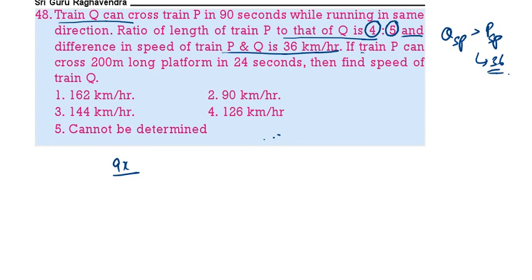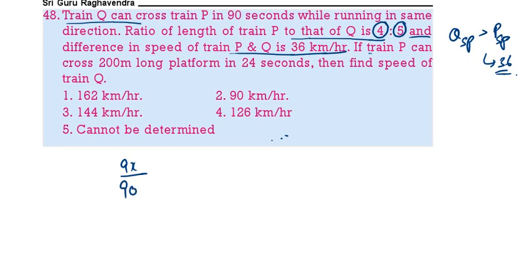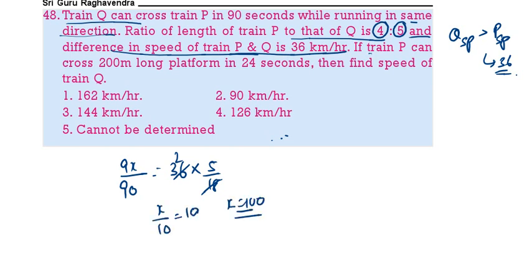And total time is 90 seconds. 9x by 90 is equal to the difference in speed. Why are we taking the difference in speed? Because they are running in the same direction. So relative speed is the difference, and the difference of the speed is given as 36, and we have to take into 5 by 18. Since it is kilometer per hour, we have to convert into meter per second. So this will be equal to x by 10 is equal to 10. So x value is 100.